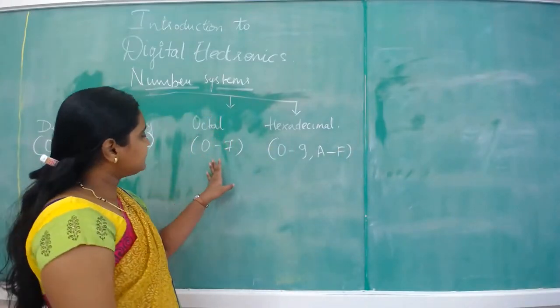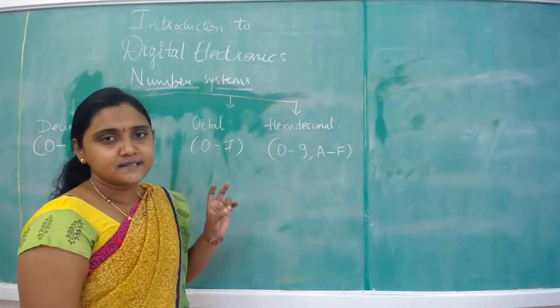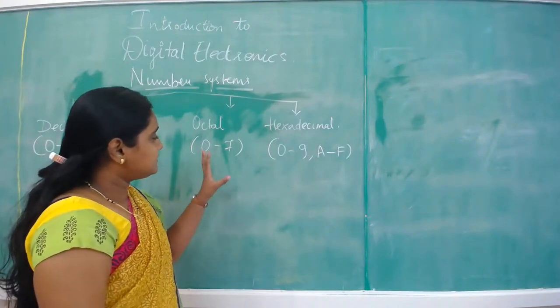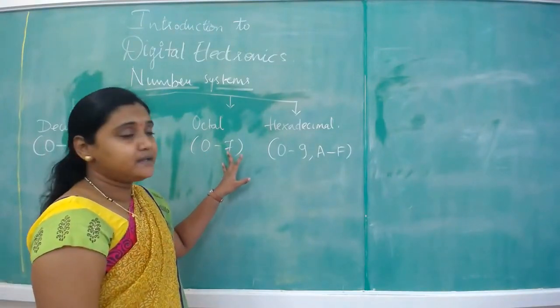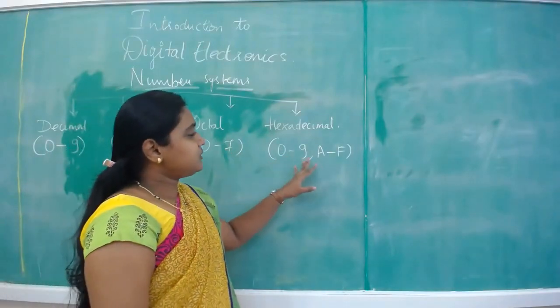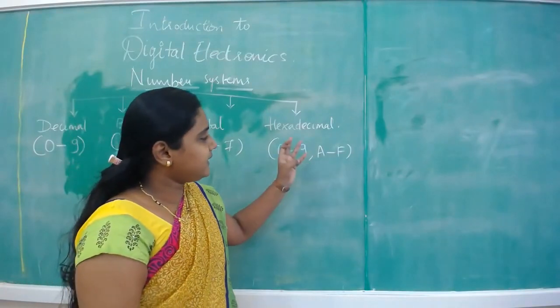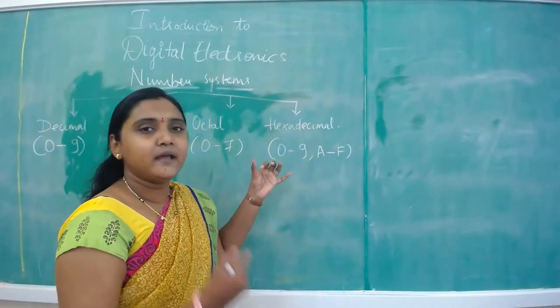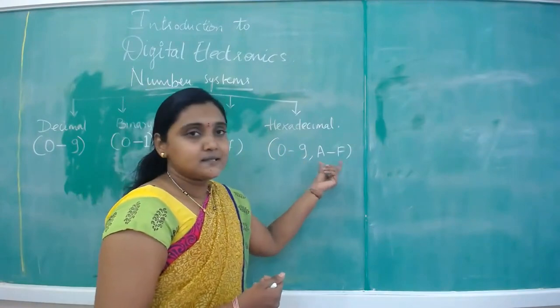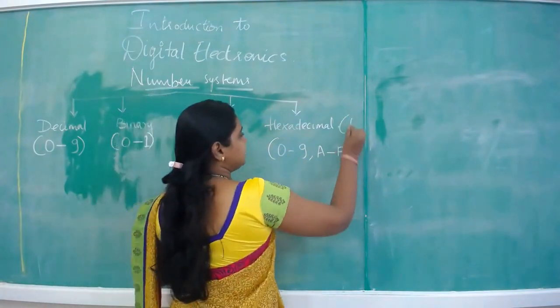Of course, this octal is having 0, 1, 2, 3, 4, 5, 6, 7, starting from 0, that's why 8 symbols. Here, 0 to 9 normally as in the decimal number system, then followed by A, B, C, D, E and F. 10 plus 6, total 16.